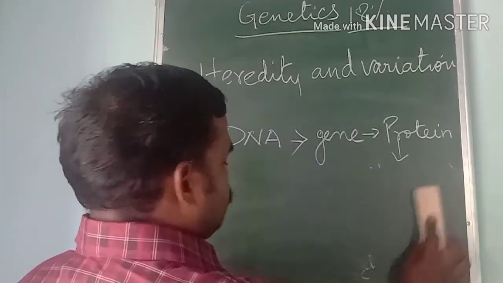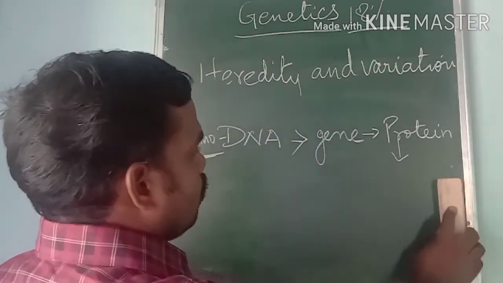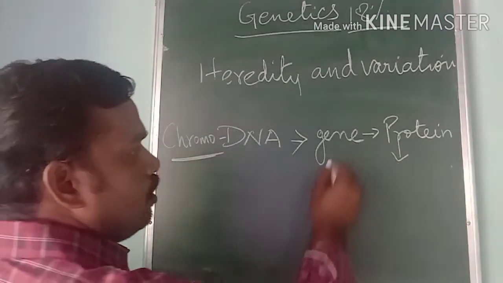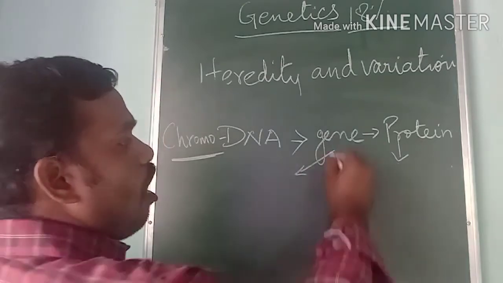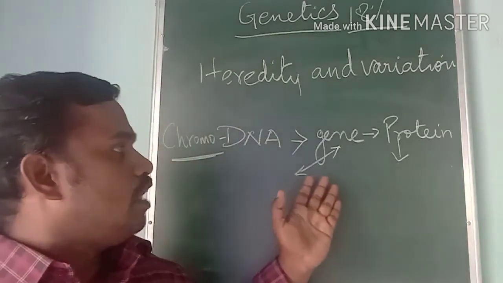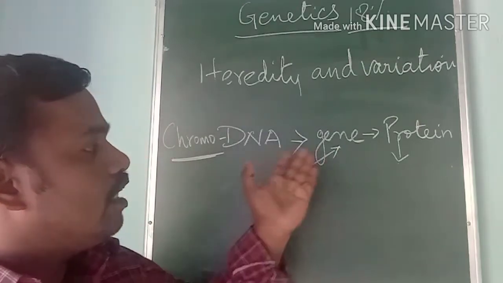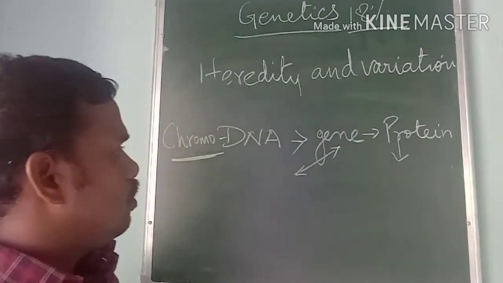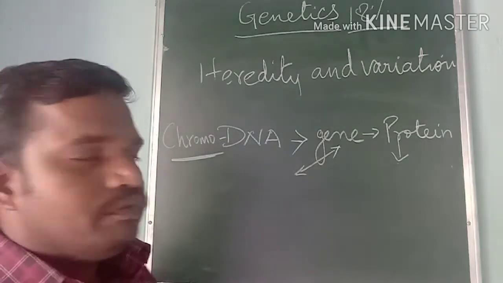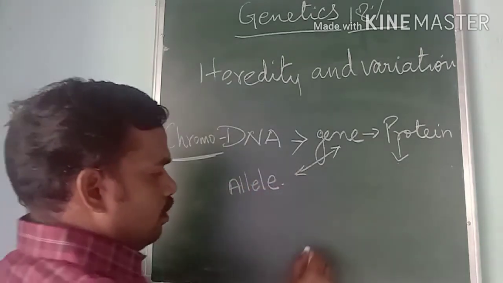The gene is responsible for carrying the genetic information in the form of proteins. This gene has alternative forms. So it is an inherited factor that is involved in the transmission of the character of an organism, which codes for the character of an organism. The alternative form of a gene, we call an allele. The alternative form of a gene, we call an allele.